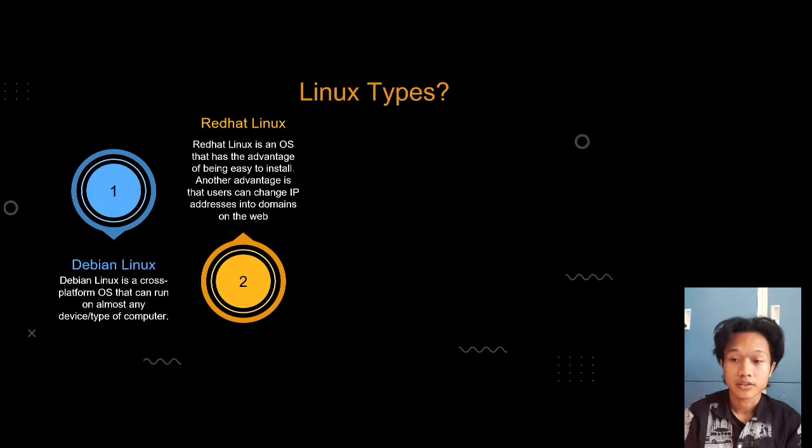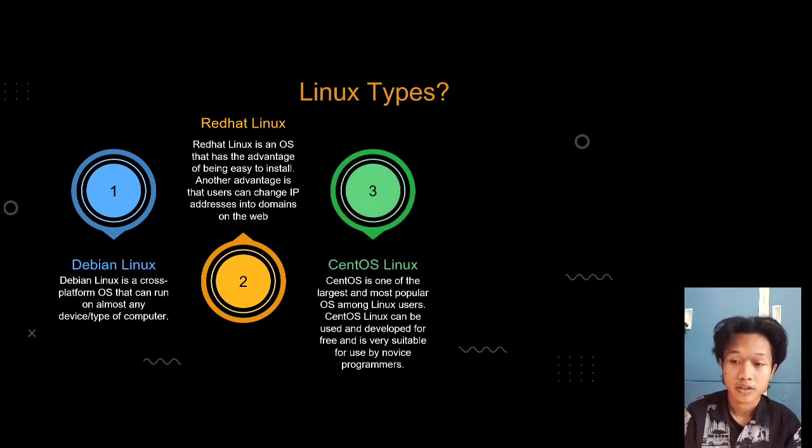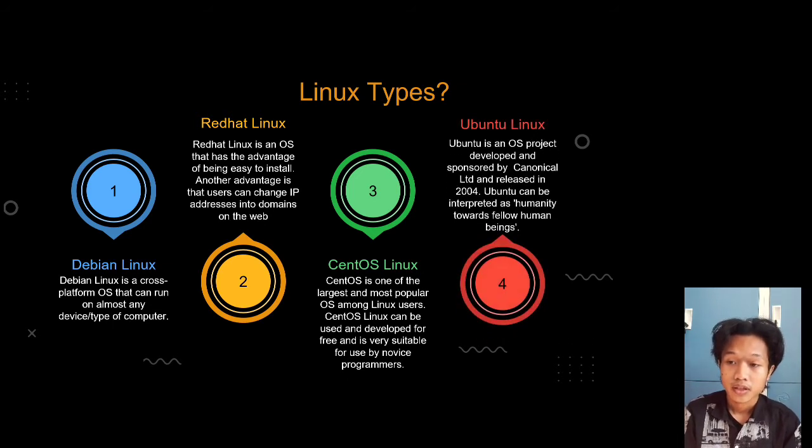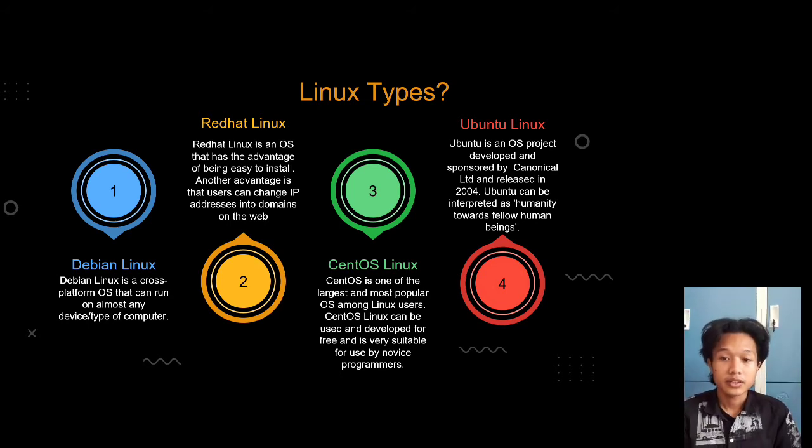The third is CentOS Linux. CentOS Linux is one of the largest and almost software OS among Linux users. The fourth is Ubuntu Linux. Ubuntu Linux is an OS project developed and sponsored by Canonical and released in 2004. Ubuntu can be interpreted as humanity toward fellow human beings. The fifth is Slackware Linux. Slackware is an OS created by Patrick Volkerding of Slackware Linux.